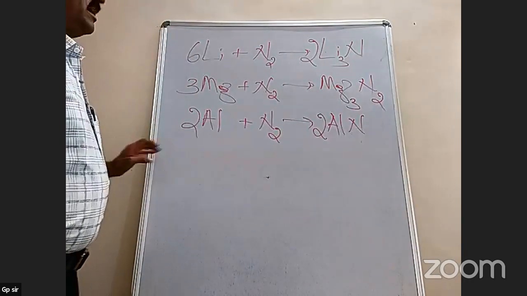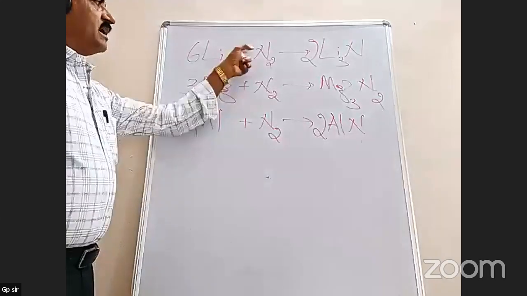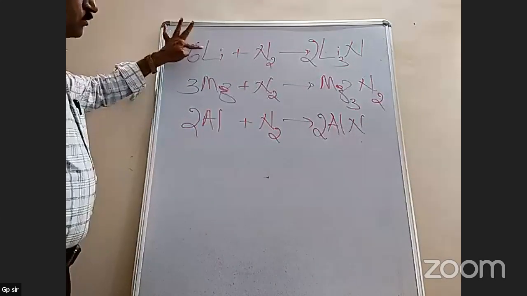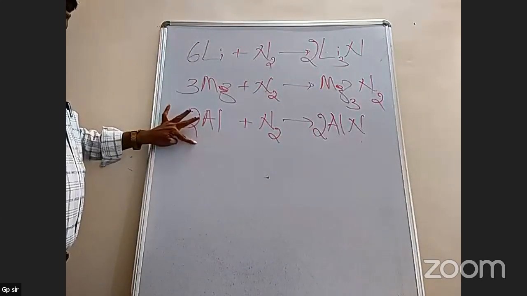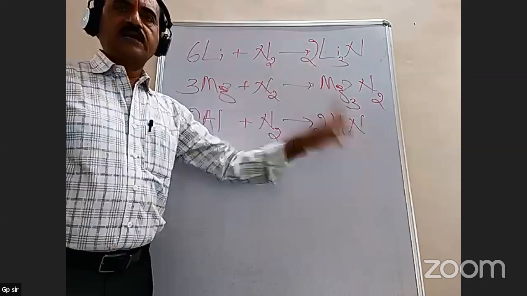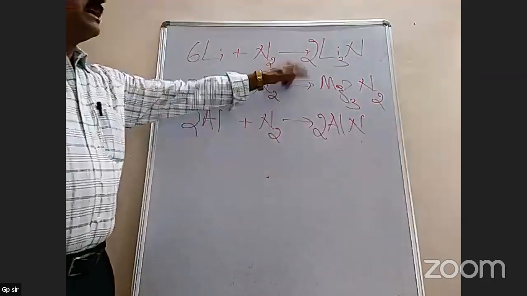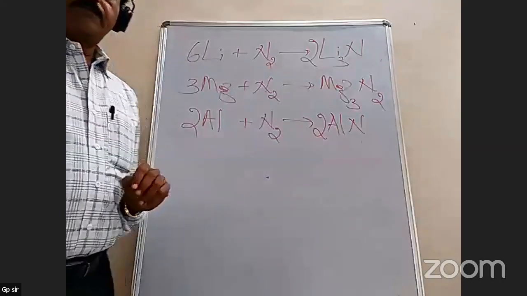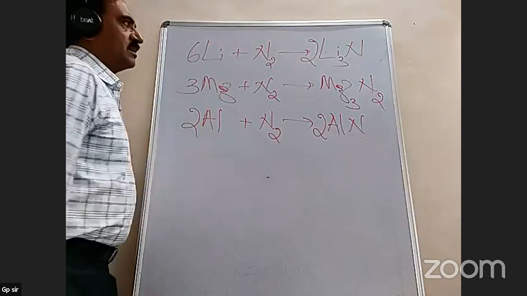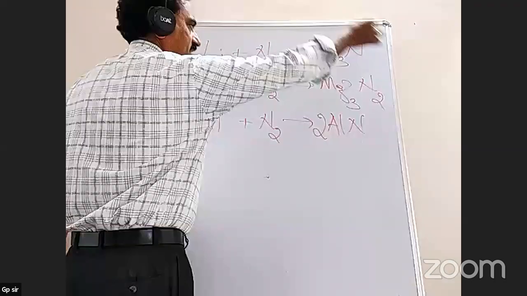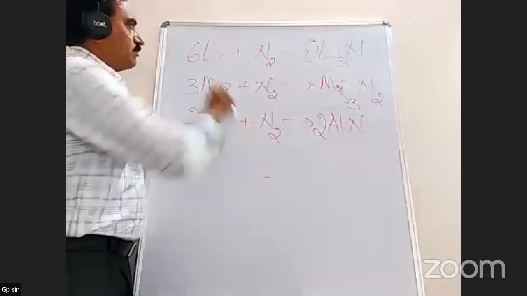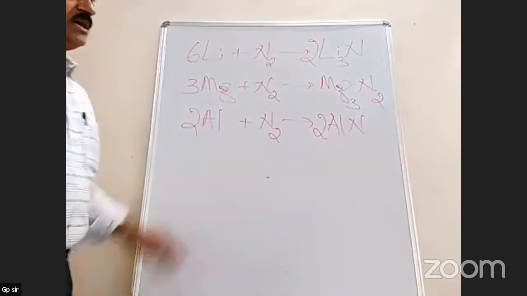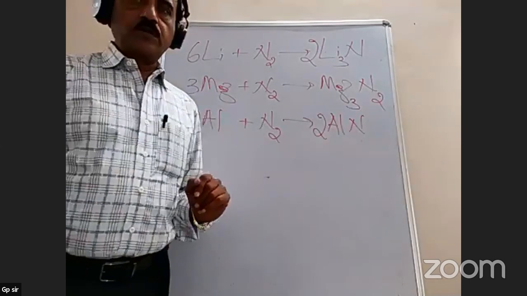So the explanation is: nitrogen can react with metals at high temperature to form the respective nitride. Lithium nitride, magnesium nitride, aluminium nitride. What is important here is the formulas of these nitrides based on their valency. You have to remember the formula from the valency.